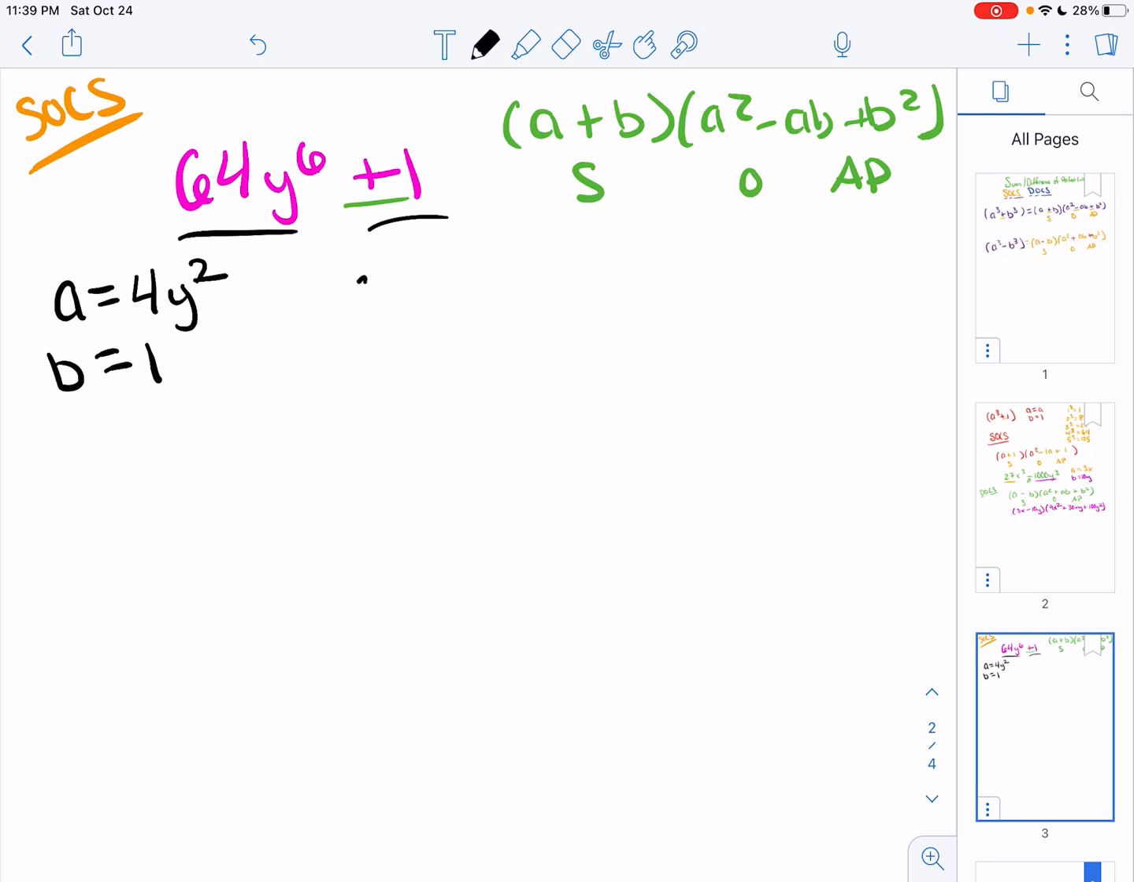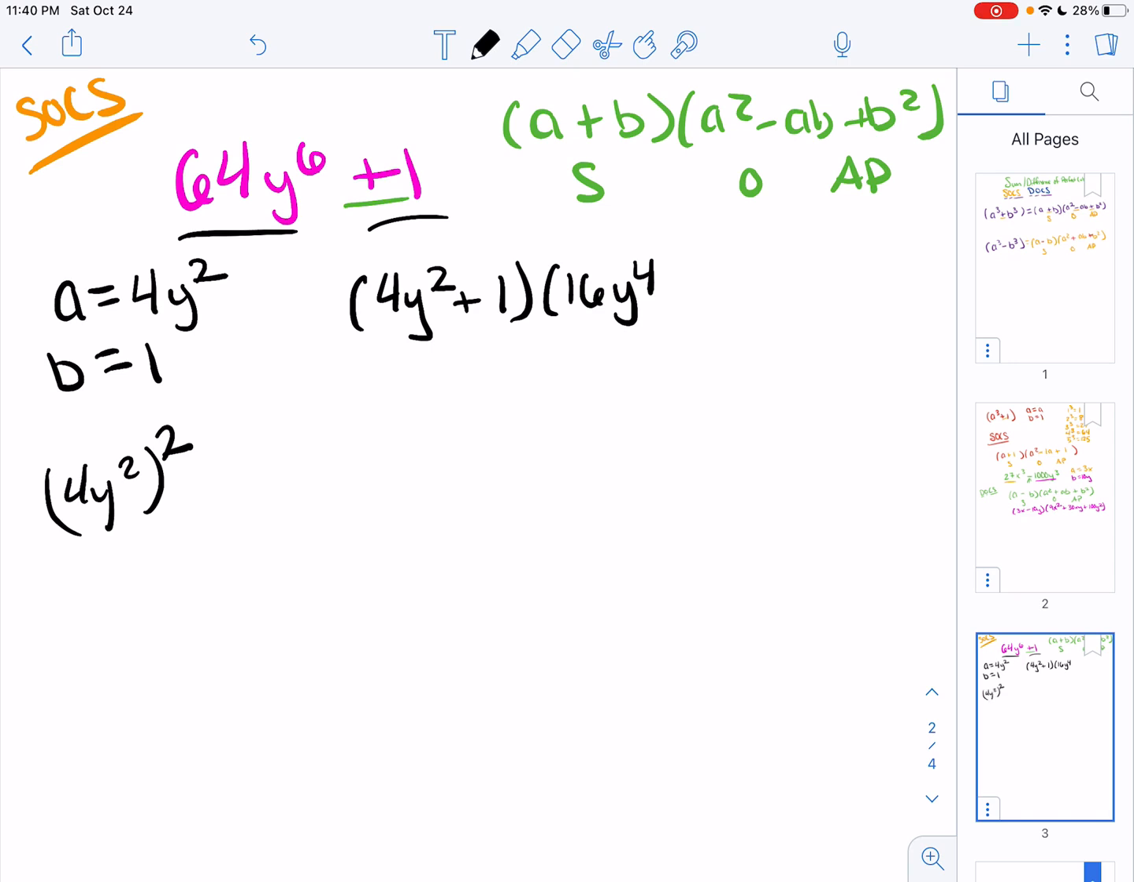So now I plug in. A is 4y squared, plus 1, which is B. A squared: 4 squared is 16, y squared squared is y to the 4th, because what we're actually doing is 4y squared, squared, so make sure we understand that. Now I have minus AB. So A is 4y squared times 1, so it's just 4y squared. And then we have our B squared, which is just 1.